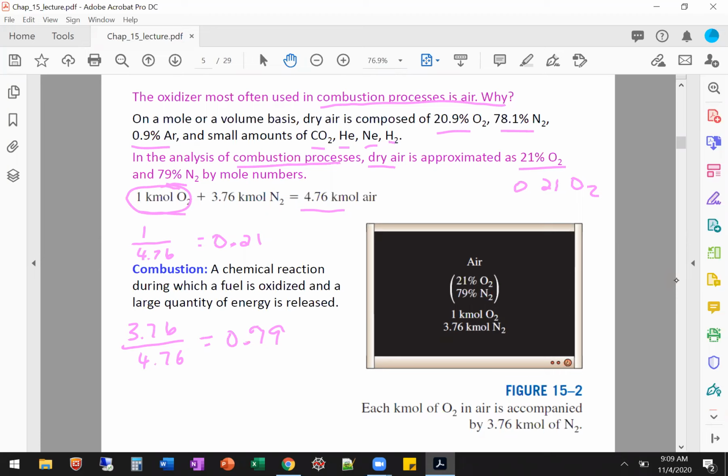So we look at it as 1 kilomole. Okay, so that's what this comes from. And when we get into the equations, this is also one of the most common mistakes. There is 4.76 kilomoles of air when you're looking at a balanced reaction with 1 kilomole of oxygen, because you still have nitrogen kind of going along for the ride, right?